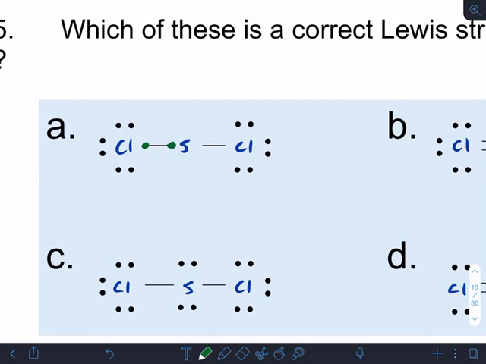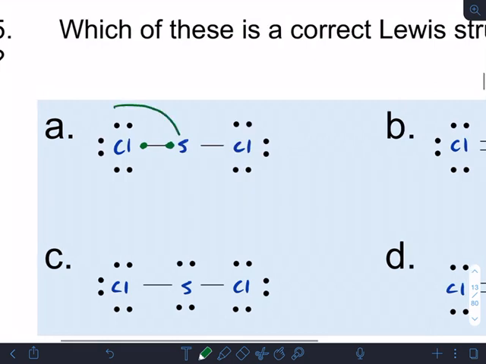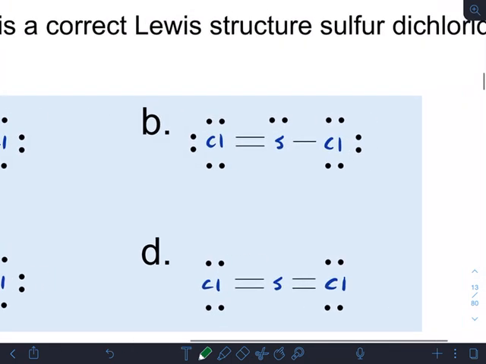Each one of those chlorines has access to 8 electrons right now. Remember there's a dot at each end of the line, and that chlorine has access to all of those. So chlorine has an octet. Great. What about the sulfur? Right now the sulfur only has access to 4 electrons. So, not a valid Lewis structure. Everybody has to have at least an octet.